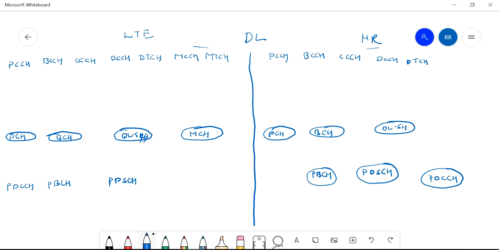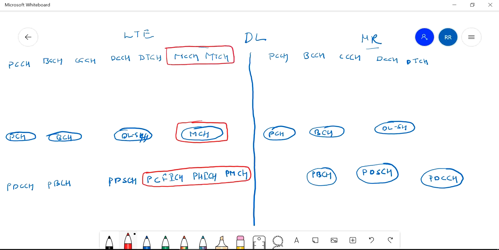In LTE we do have three more channels: PCFICH, the physical control format indicator channel, PHICH, the physical hybrid ARQ indicator channel, and PMCH, the physical multicast channel. Now I have drawn all the channels. We have these channels in LTE, but we don't have these red-marked channels in NR.